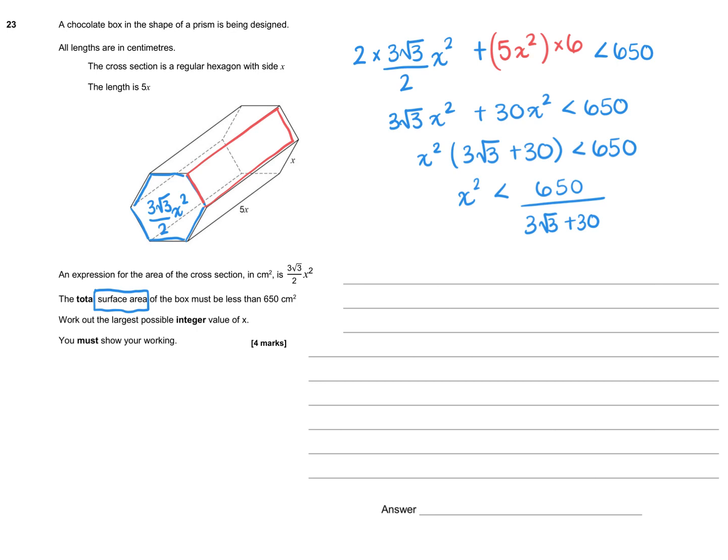I'm going to go ahead and grab my calculator for this one. 650 divided by 3 root 3 plus 30. Close that bracket. All right, so I want to find out when x squared is going to be less than 18.4679 and a bunch more decimals. And so the square root of that. So x has to be less than 4.297 and a bunch more decimals. If x has to be less than that and it has to be an integer, then x is going to be equal to 4. There we go. Answer 4. Oh, that's quite a nice question, actually, in the grand scheme of things. But there we go. That's all we're looking for in that one.